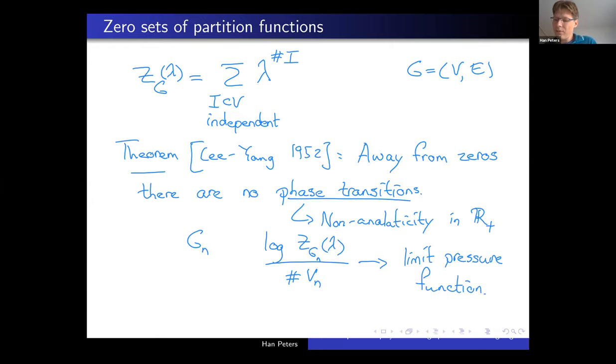And so, away from the zeros, if this partition function is not zero, then you get a sequence of analytic functions that converges to an analytic limit. So these zeros are in C, they're never on the positive real line. This function is never zero on the positive real line. We have only positive coefficients. However, in the complex plane, these zeros can accumulate on the positive real axis. And when that happens, the limit function may not be analytic on the positive real line. So if that doesn't occur, then you have a nice analytic function.